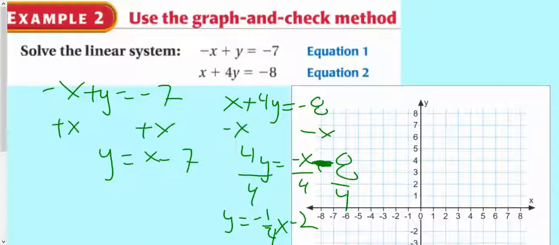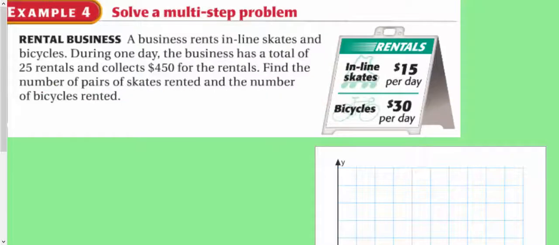I'm not going to graph it because we've seen enough examples. Here's a word problem. I'll do one word problem for you guys. A business rents inline skates and bicycles. During one day, the business has a total of 25 rentals and collects $450. Those are important pieces of the puzzle. Find the number of pairs of skates rented and the number of bicycles rented.